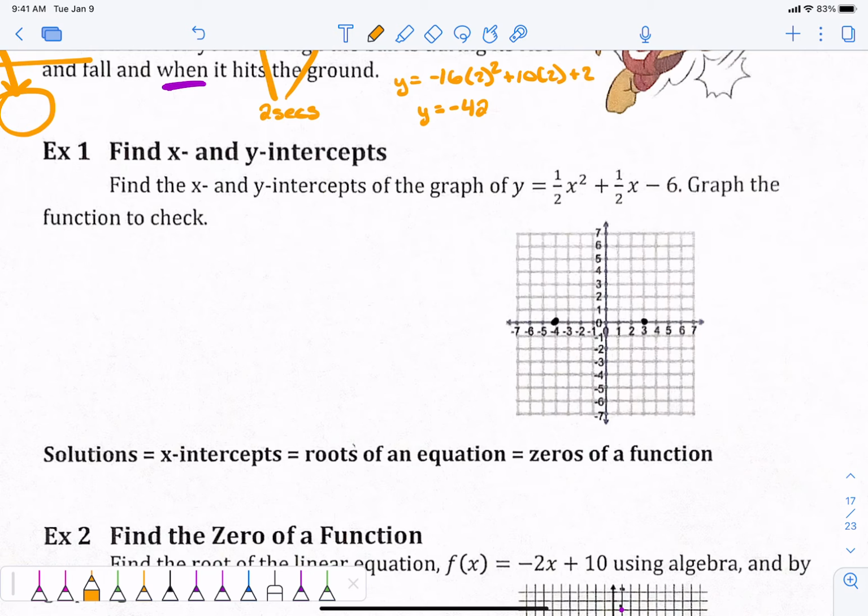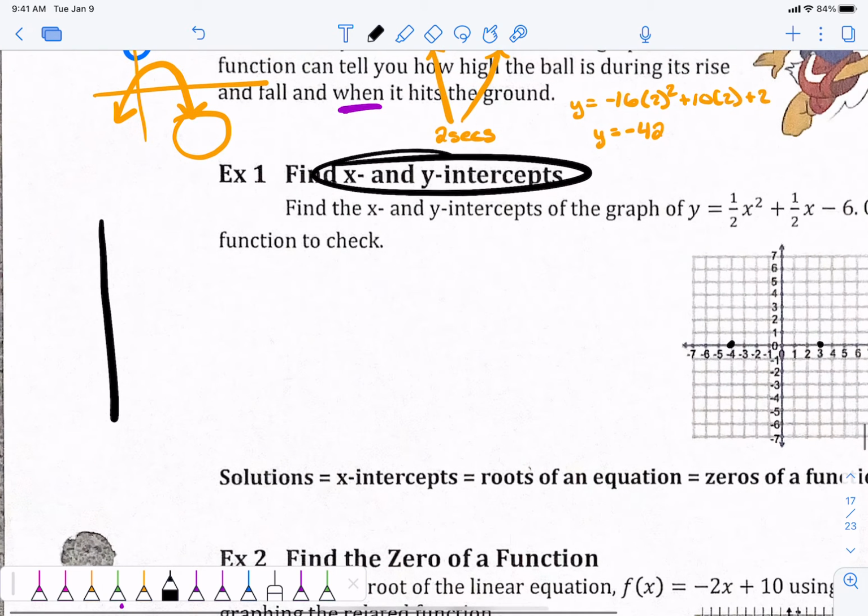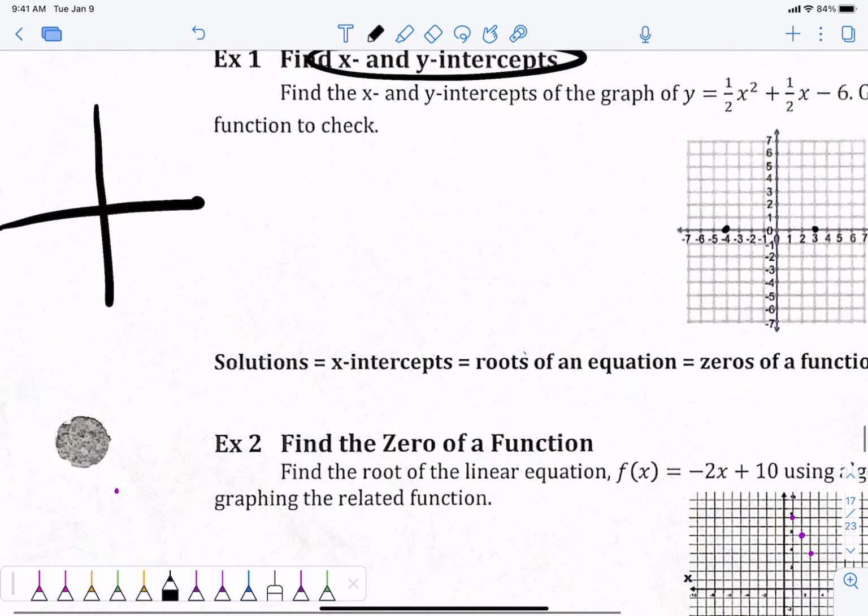So first example, it says find the x and y intercepts. Find the x intercepts and find the y intercepts. Off to the side over here, let's talk about those real quick. This is how you can remember x and y intercepts. What is an x-intercept, by the way? It's on the x-axis. So here's an x-intercept, here's an x-intercept, here's an x-intercept.